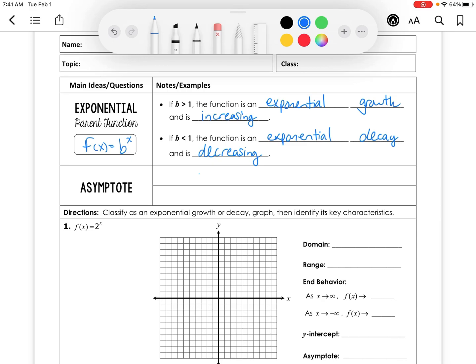The vocab word we need for this unit is asymptote. An asymptote is a line which the graph gets real close to, but never crosses.